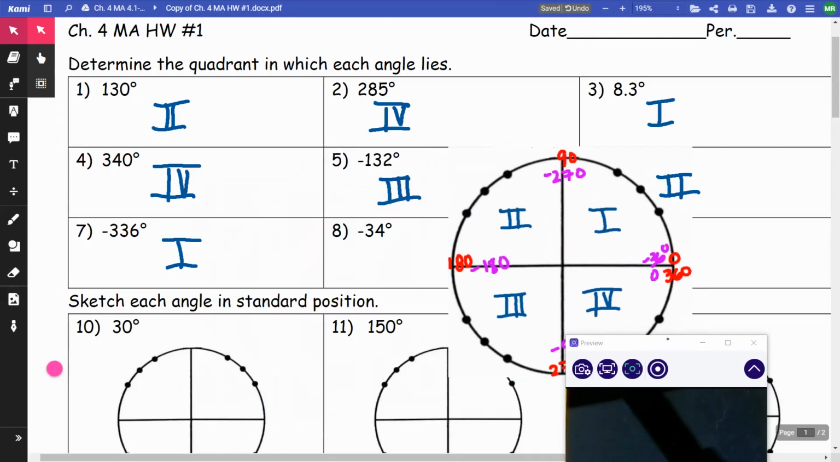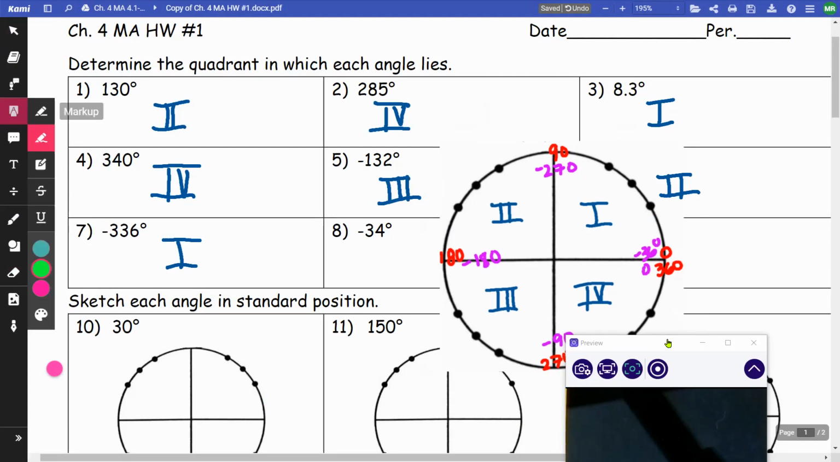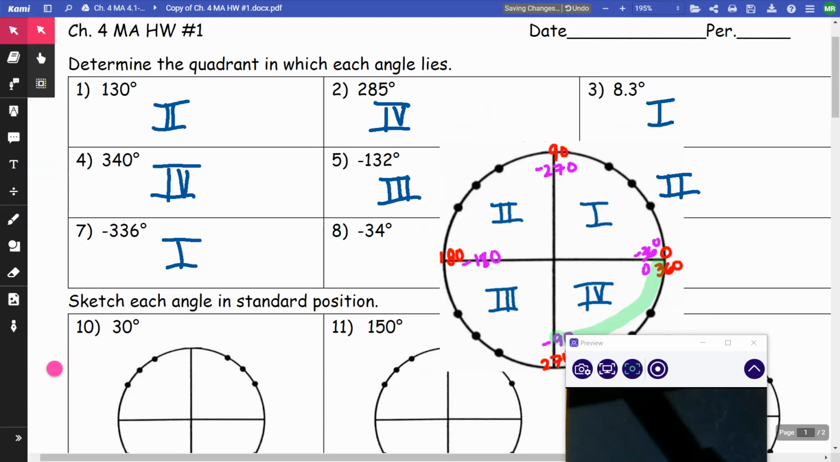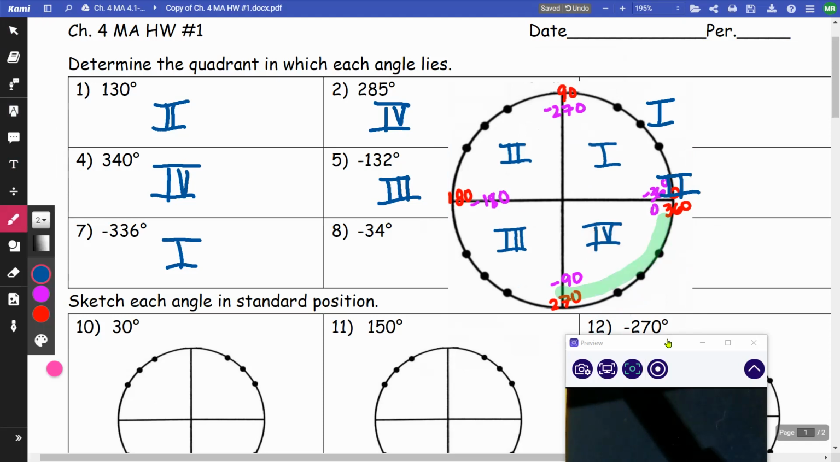For number 8, negative 34. So when I'm doing negative 34, that's going to be from here to here. Let me move this up, sorry. It's going to be from here to here because that's going to go from 0 to negative 90. So that's going to be in quadrant 4.